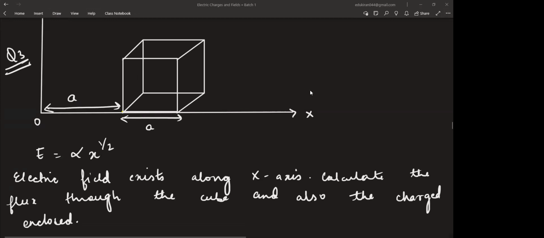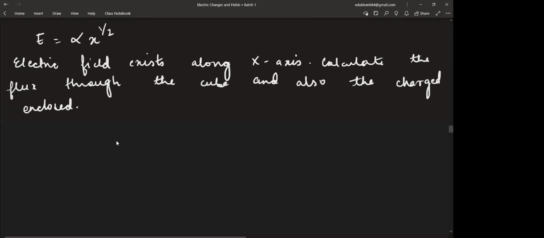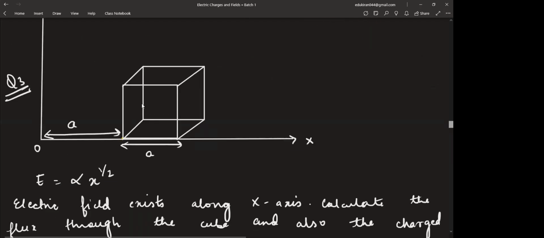So see what we'll do here when we are calculating the flux. We have so many areas present, right? Firstly, before a calculation of anything, let me tell you, flux is electric field dot the surface area. Now what all surfaces do we have? We have 6 faces of a cube.